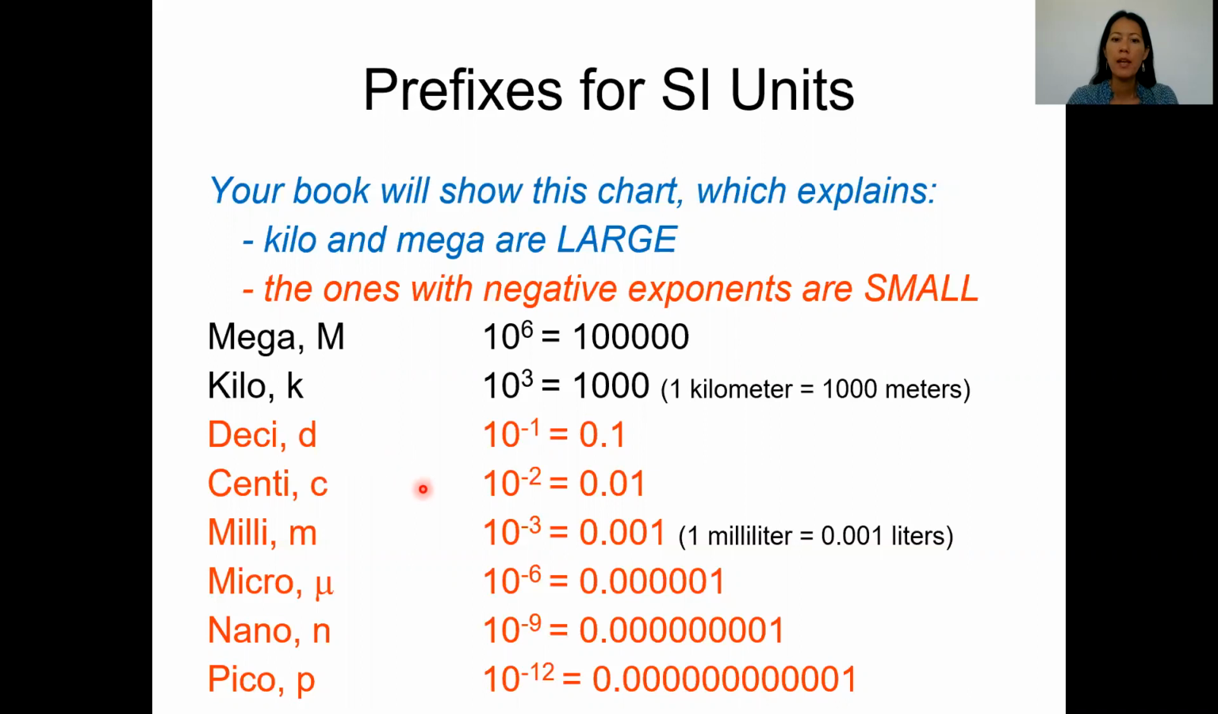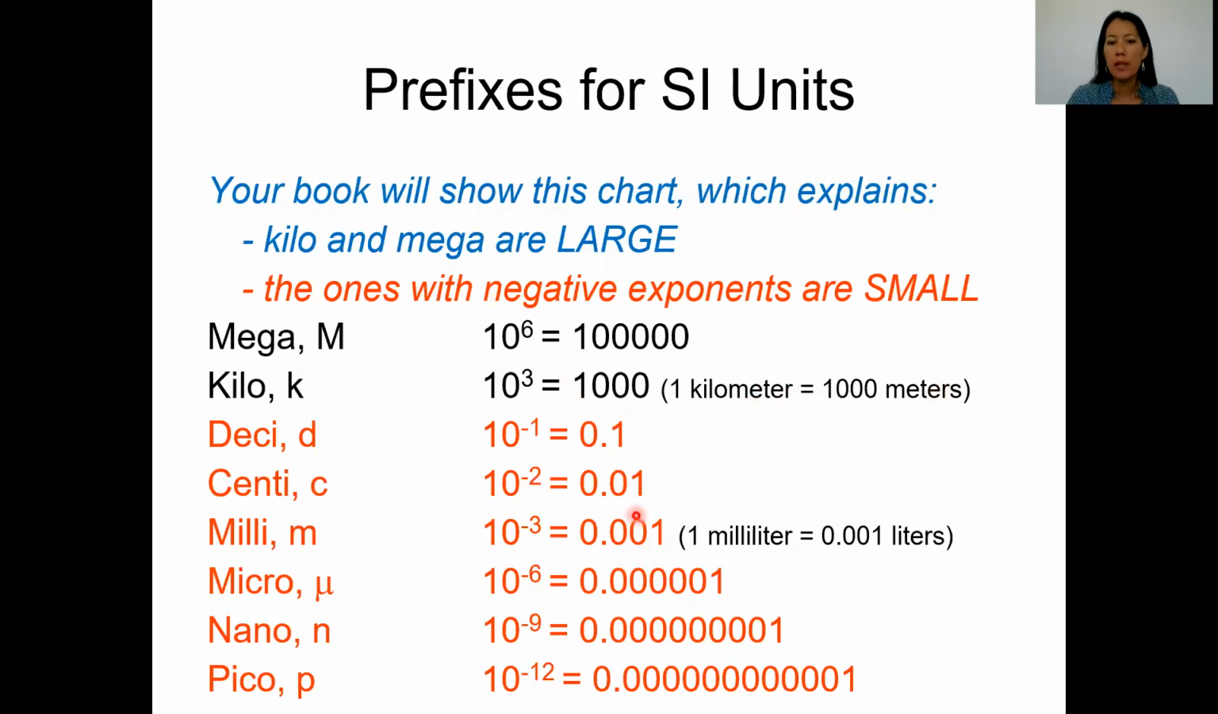For example, centi: a cent, a penny, is 1 out of 100. That makes up $1, is 0.01. So when you have centi, that's going to represent a small number. A centimeter is smaller than a meter. Kilo is bigger. Kilo stands for 1,000. So what that means is 1 kilometer equals 1,000 meters.